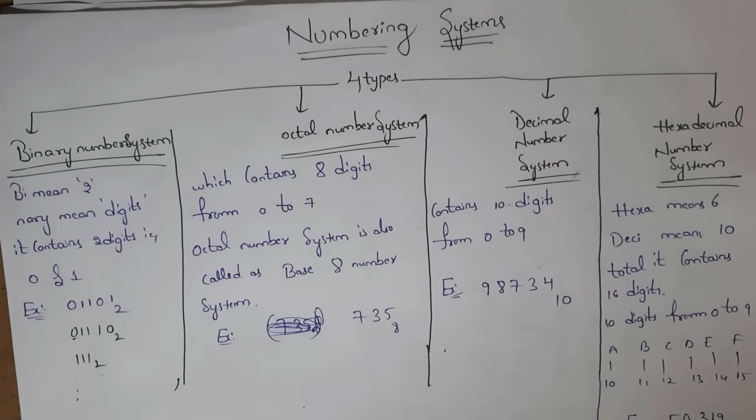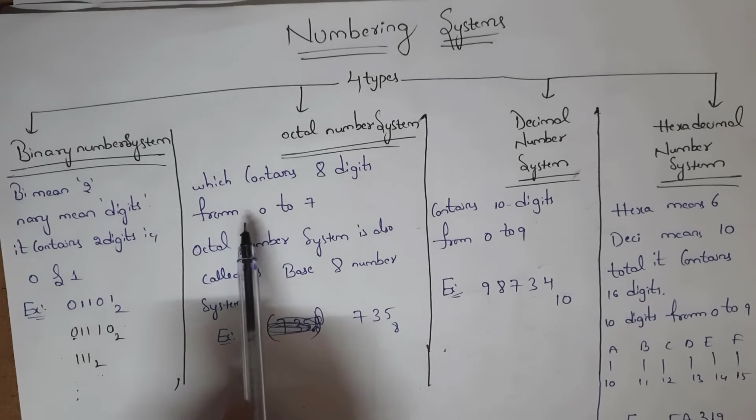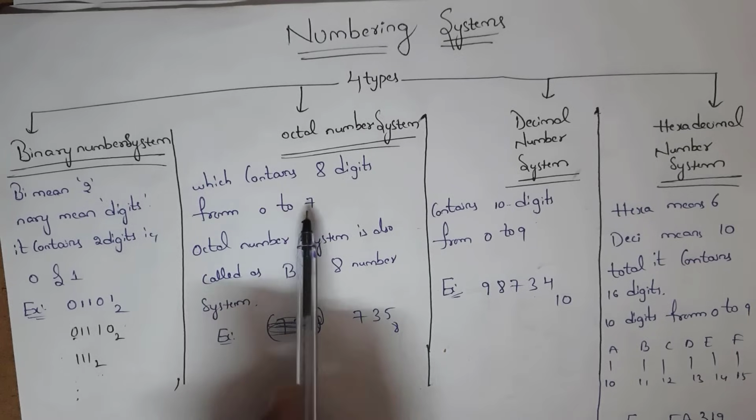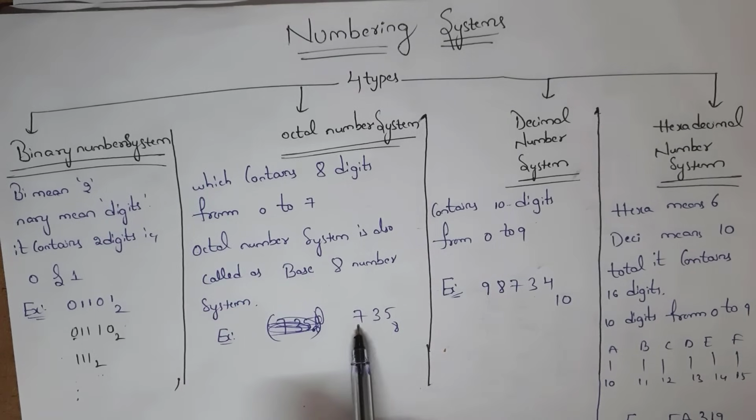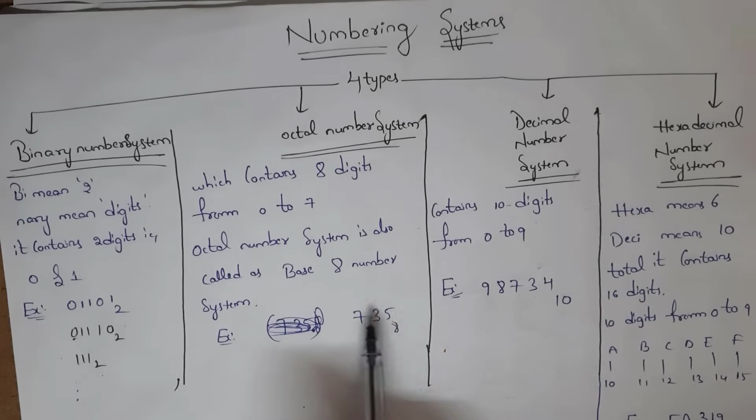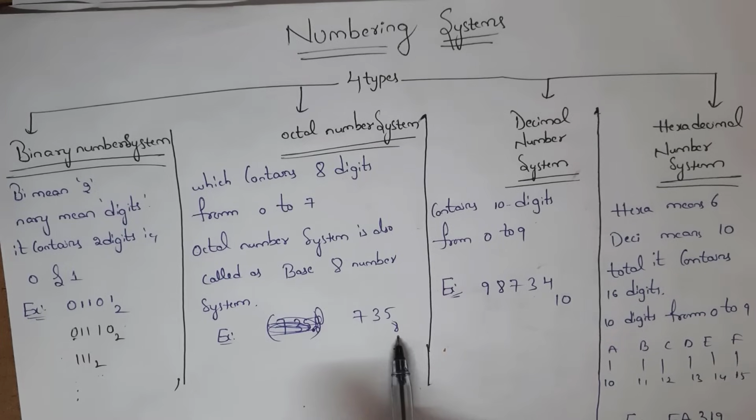Next one is the octal number system. Octal means 8. So the octal number system contains a total of 8 digits from 0 to 7. We also call this octal number system the base 8 number system. This is an example of the octal number system. It contains numbers from 0 to 7, that is 735. These numbers are in between 0 to 7, so we call it the octal number system. Here you need to write base 8.